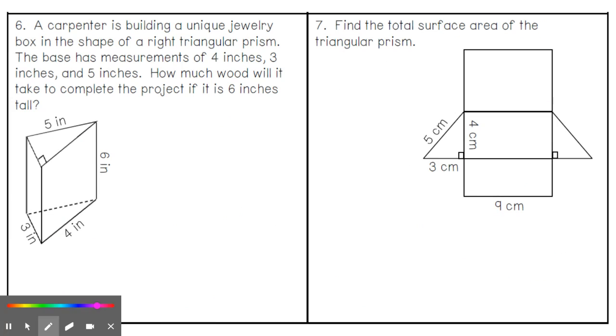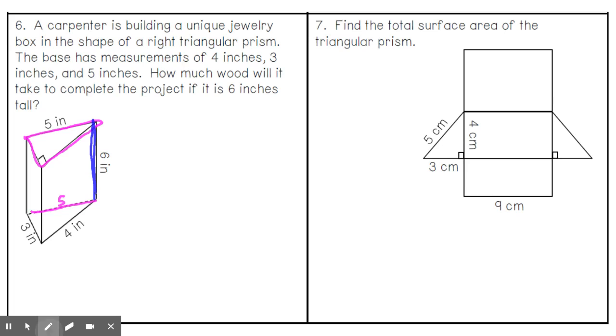Number 6, a carpenter is building a unique jewelry box in the shape of a right triangular prism. Okay, so they're telling us that our triangular base is a right triangle. The base has measurements of 4 inches, 3 inches, and 5 inches. Okay, so if that's 5, then that means that this is also 5. How much wood would it take to complete the project if the prism is 6 inches tall? Okay, or the jewelry box is 6 inches tall.